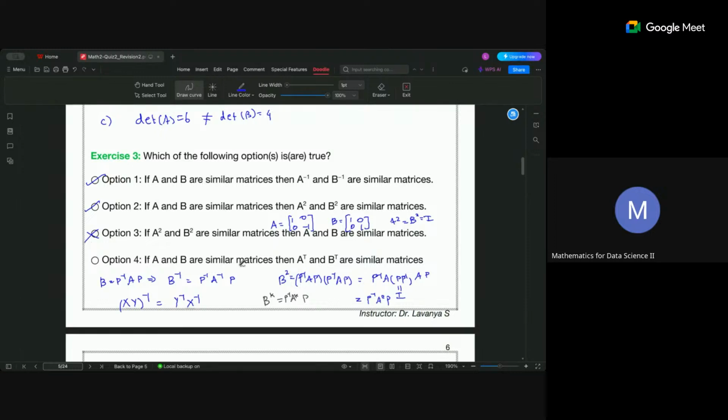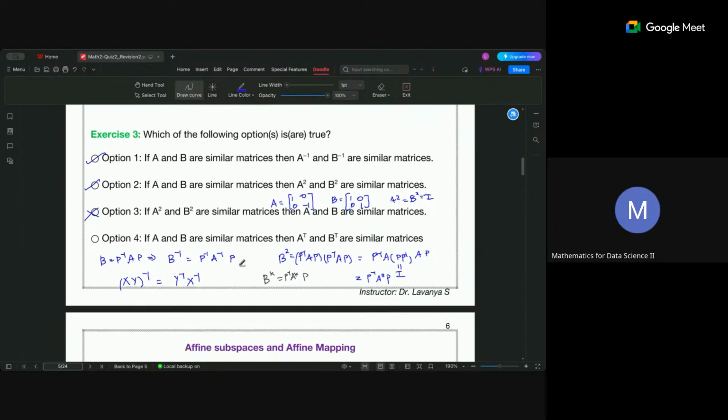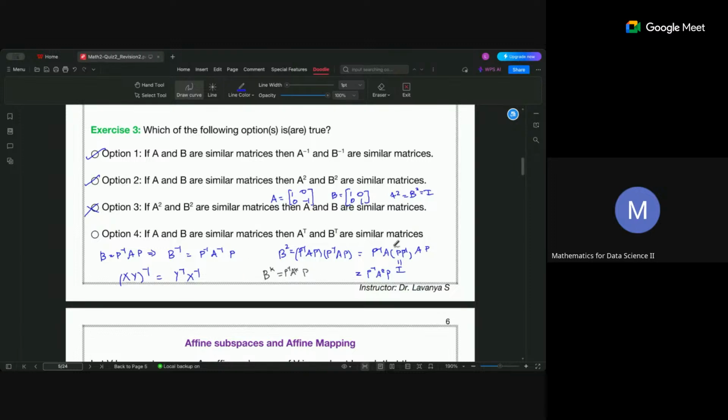What about option 4? If A and B are similar, then A transpose and B transpose are similar. True, ma'am, because of the similar concept here. So B transpose is equal to P inverse whole transpose A transpose P transpose. So you can rewrite this as P transpose inverse A transpose P transpose.